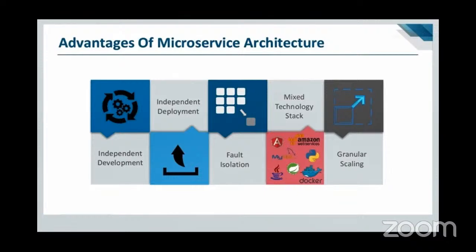And lastly, we have granular scaling. Granular scaling is basically that you can scale individual microservices. So for example, if there is a high amount of traffic on the product catalog, a lot of people are searching the products, then you can just scale the product catalog microservice, and the cart service and the other microservices can still be having just one or two servers, while the product catalog can be scaled to multiple servers, 3 or 5 servers.